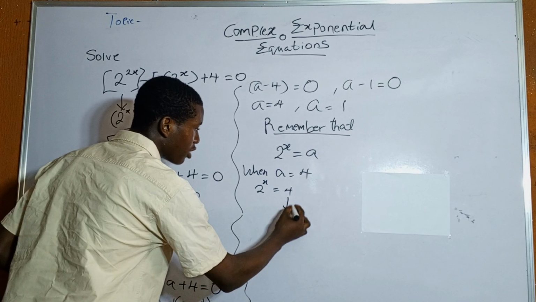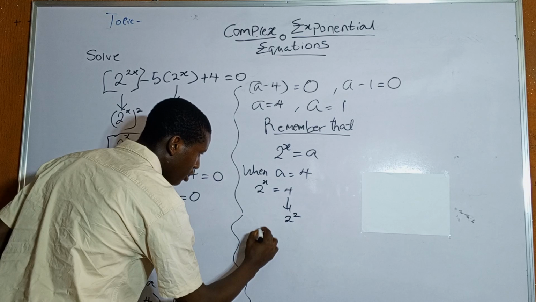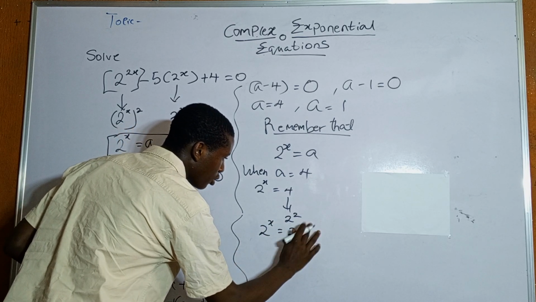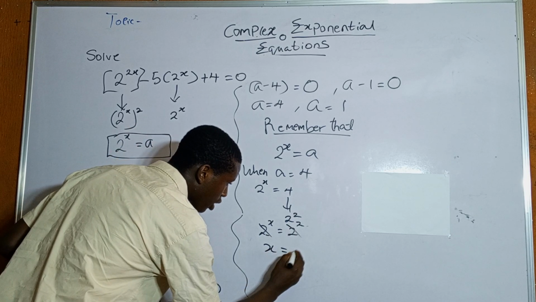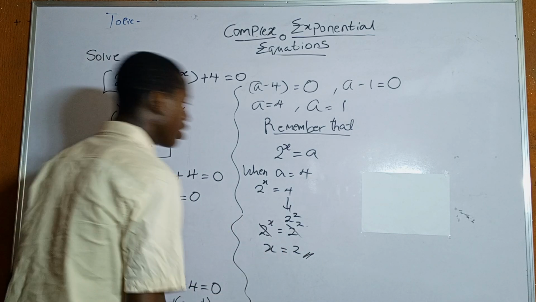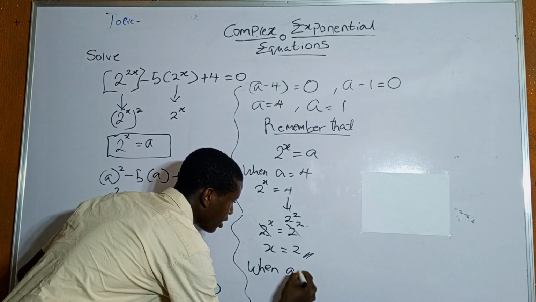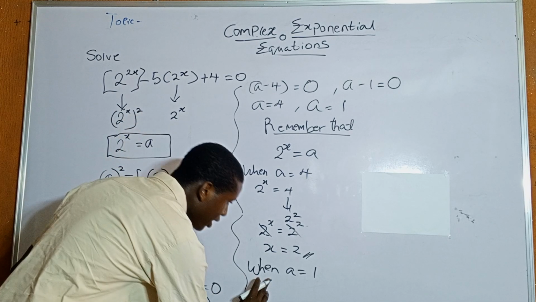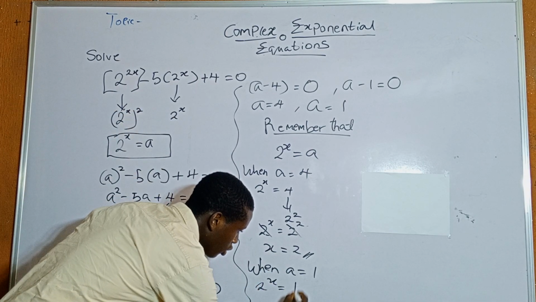Now 4 can also be written as 2 raised to the power 2, so we have the same base, which will give us 2 raised to the power x equal to 2 raised to the power 2. Now we can cancel the bases to have x equals to 2, and that is the answer for the first one. Now we can also say when a is equal to 1, because it's two answers we must get.